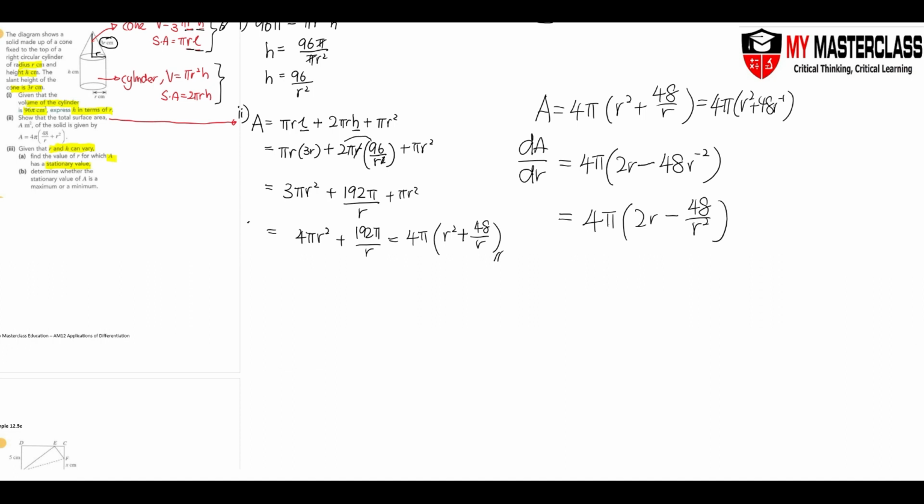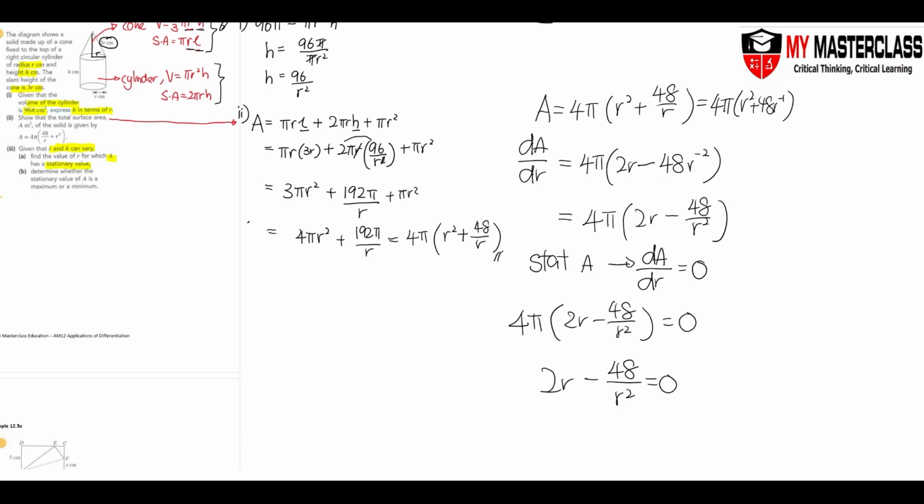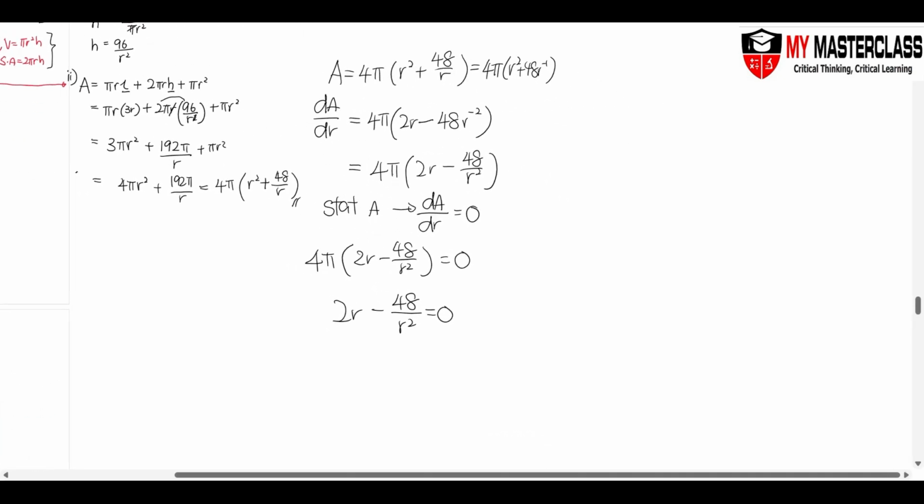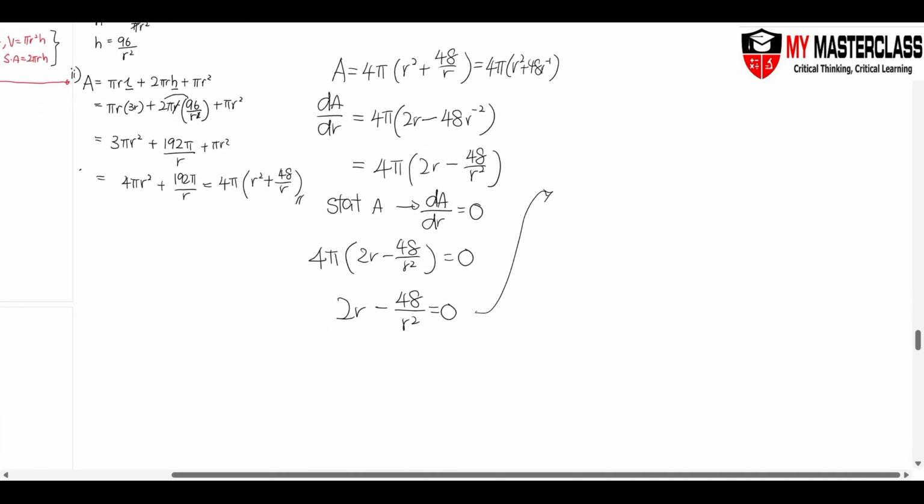So for stationary point, what's the concept? For stationary A, dA over dr is equal to 0. 4π, open bracket 2r minus 48 over r² is equal to 0. Bring the 4π over, you get 0. 2r minus 48 over r² is equal to 0. This type of question is very standard. When it comes to this part, always bring the negative to one side. 2r equals 48 over r², then just cross multiply.